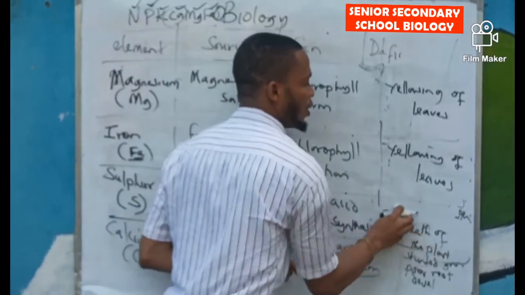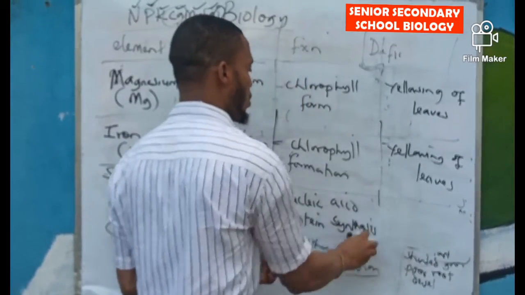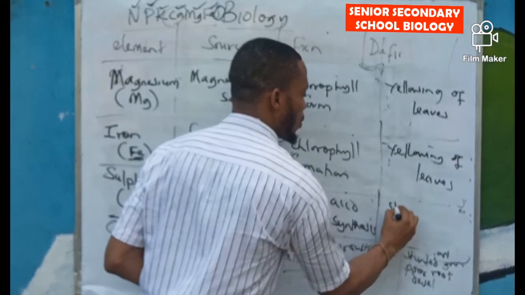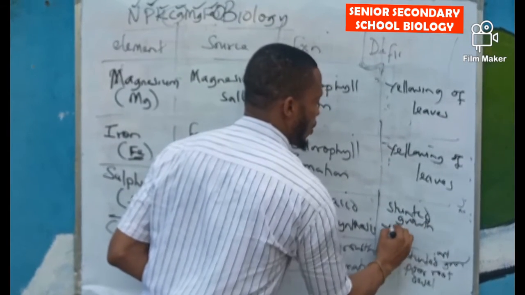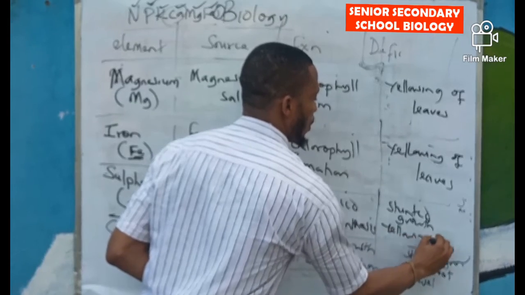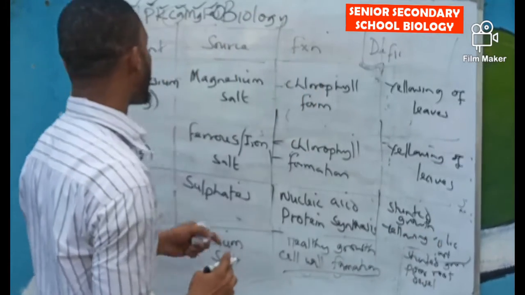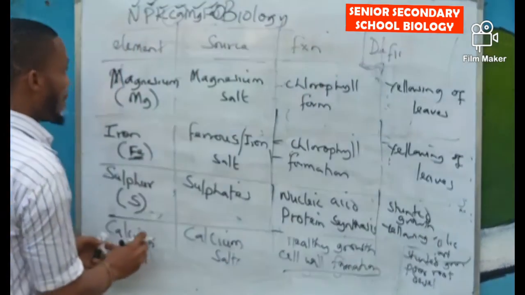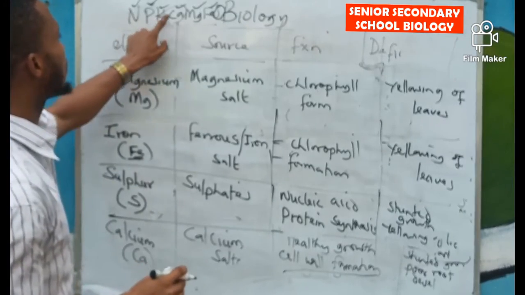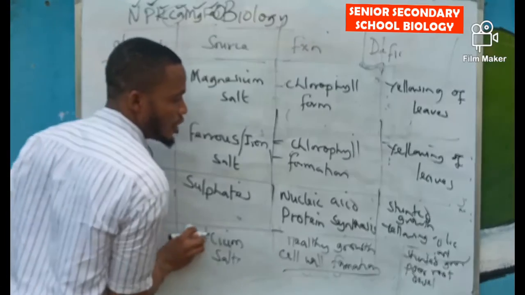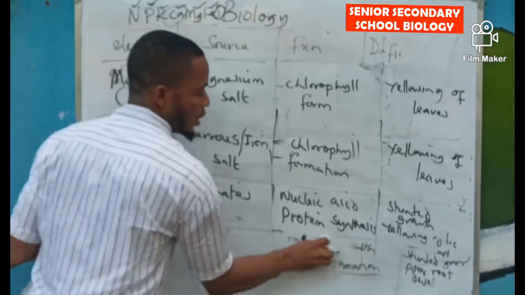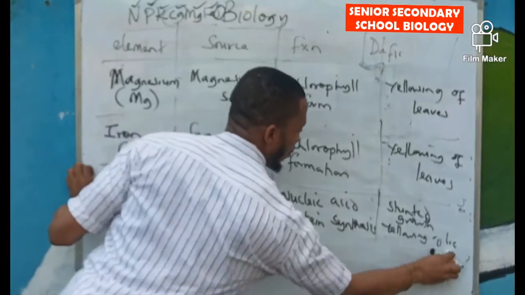Now, if we don't have sulfur, what happens? We have stunted growth, or also yellowing of leaves. Now, these are the macro elements. Remember, how many are they? 1, 2, 3, 4, 5, 6, 7. Seven in number. NPK Mg first. This acronym will help you remember the macro elements.